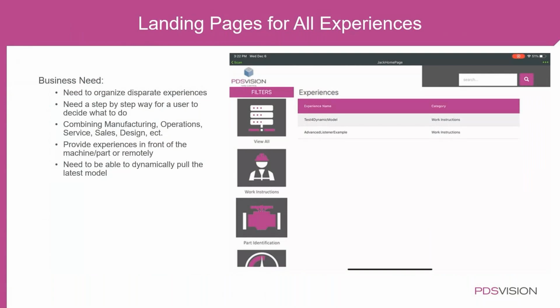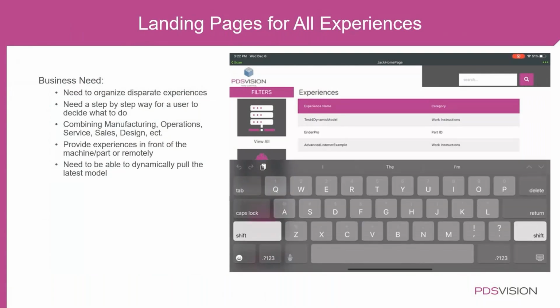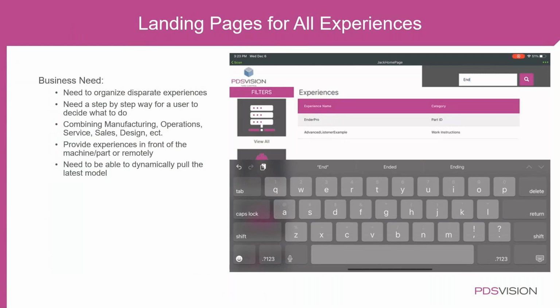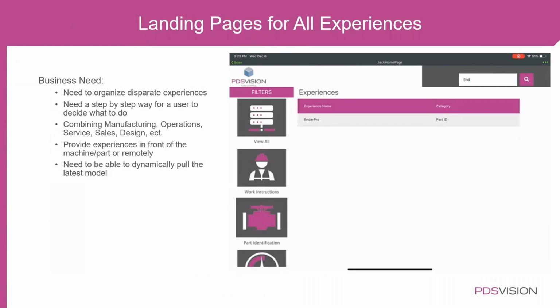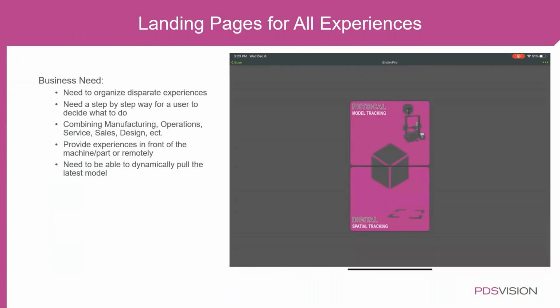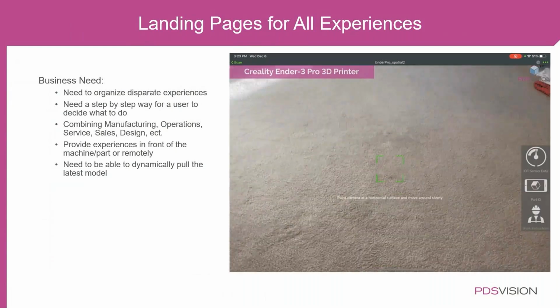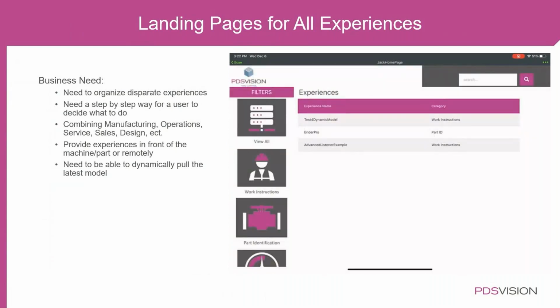This is a little bit of a change of pace here, but I wanted to cover this as well. As users are going through, they might make a ton of experiences and need a way to sort it, to use it, to find the right one. Maybe to know, am I using the spatial target or the model target? Is it going to be work instructions or part ID or IoT information or a sales configuration?